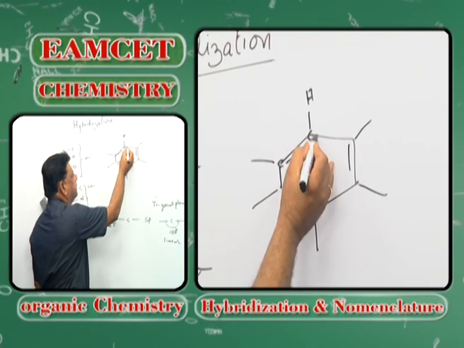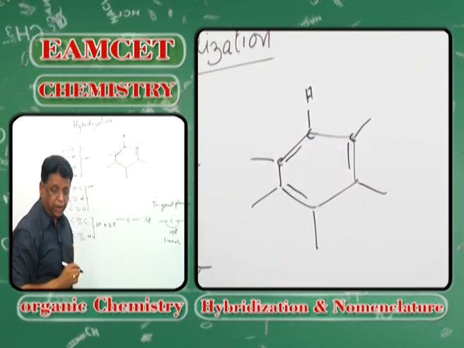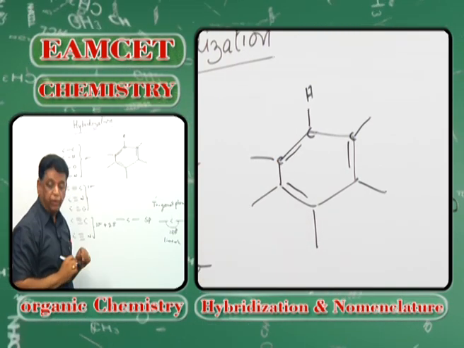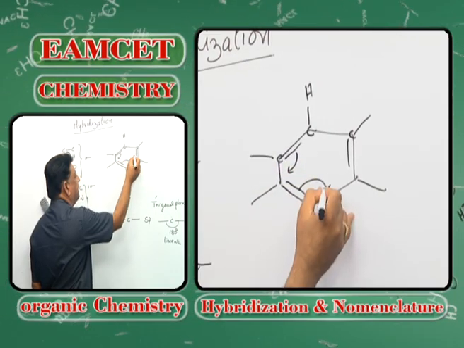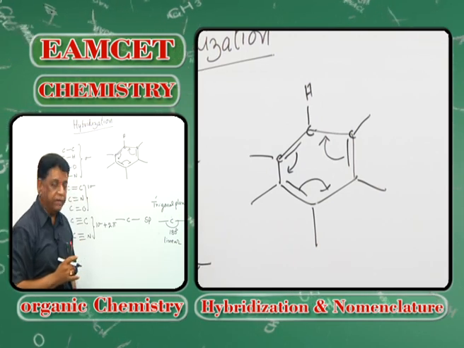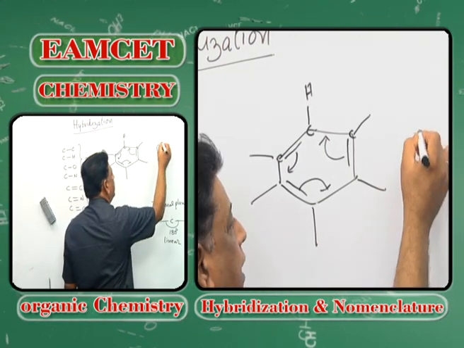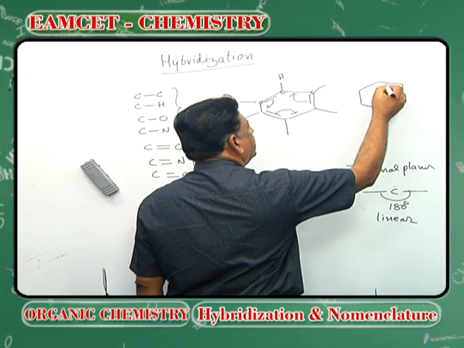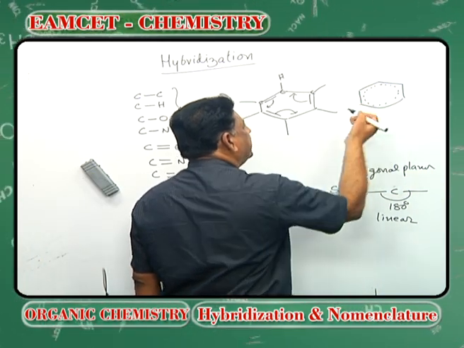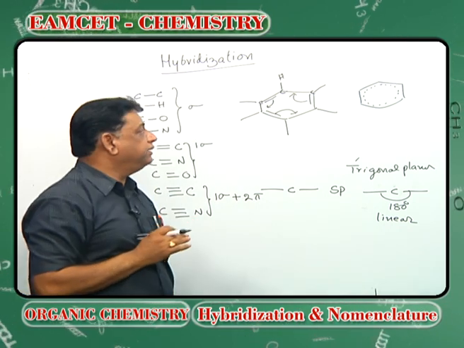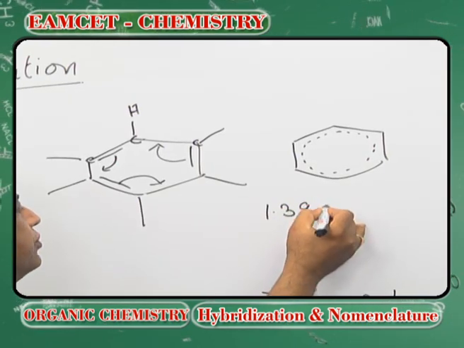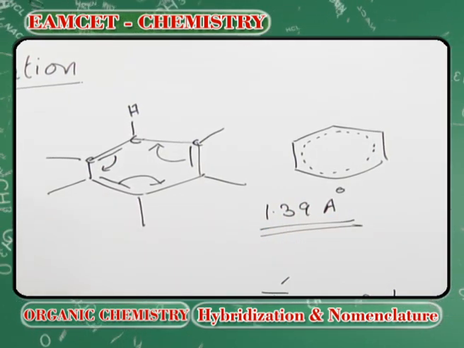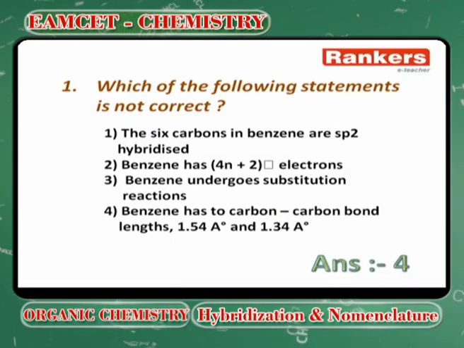The sigma single bond happens to be 1.54. The double bond should be 1.34. But here what is happening is all the 3 double bonds are shuffling. That is known as the phenomenon called resonance. As a result, the double bond and single bond lengths are mutually changing. So therefore, it is neither 1.54 nor 1.34, it will be in between, around 1.39 Angstrom units. So it is an average length of double bond and single bond. Therefore, the fourth option is wrong regarding this question. Next.